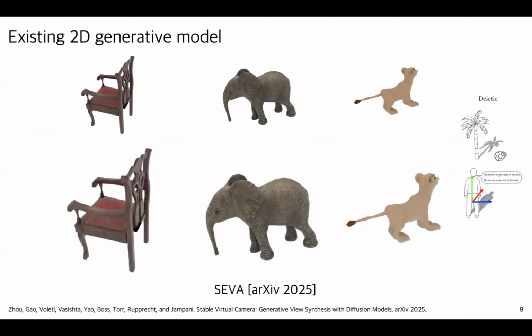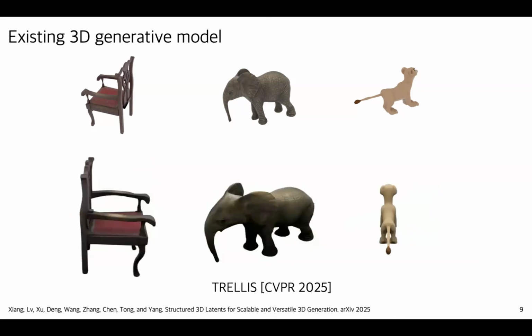So I think this could be considered as this dialectic way of generation. Based on what you observe, with respect to this viewpoint, you generate the 360 degree result. And then we also have state-of-the-art 3D generative models, for example, Trellis. And with Trellis, this is what you obtain.